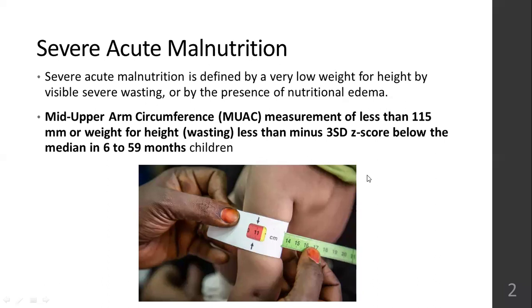This calculation is done in children between the age of 6 months to 5 years. You can't do the mid upper arm circumference for a 6-year-old child, or for a 4-month or 5-month-old child. The child has to have crossed 6 months of age, up till 5 years of age. Mid upper arm circumference is a valid measurement to identify malnutrition. Is it clear to all?